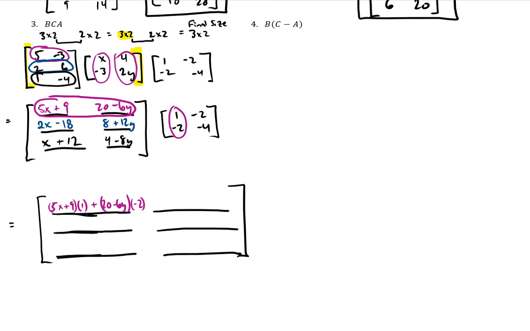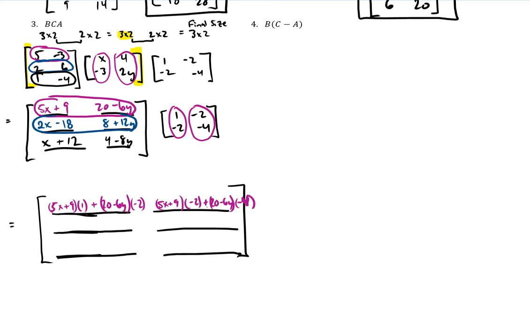And then now let's also take the same first row that we just did and multiply it by our second column there. Okay, so we have 5x plus 9 times the negative 2, and then plus the 20 minus 6y in parentheses times the negative 4. Okay, so mine was a little too small. I'll adjust it for the next line. Okay, so that is negative 4. Just make it extra bold. Okay, and then these are going to take some time to simplify, but let's not worry about that yet.